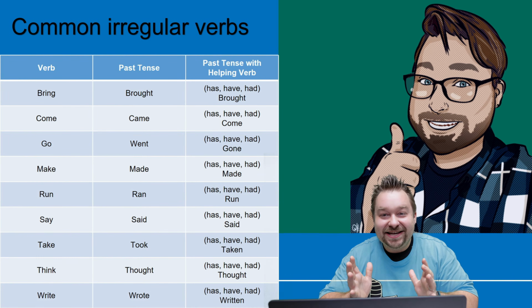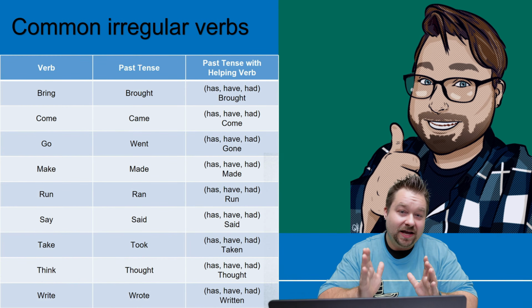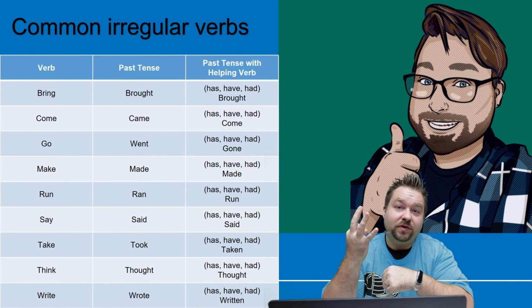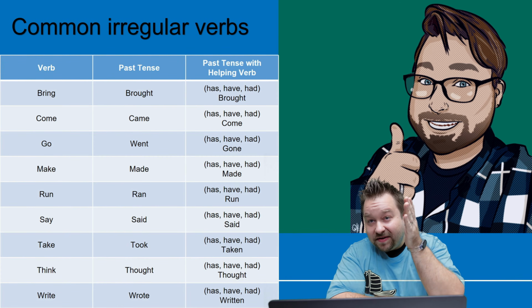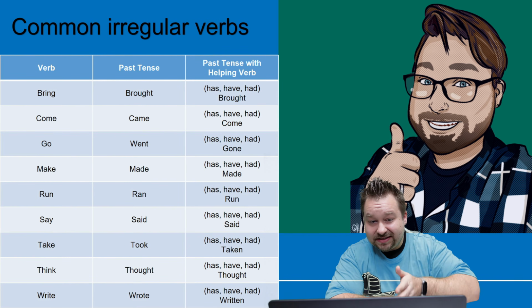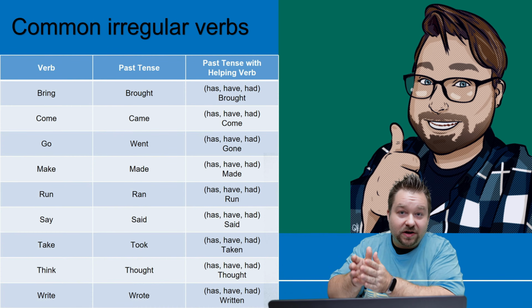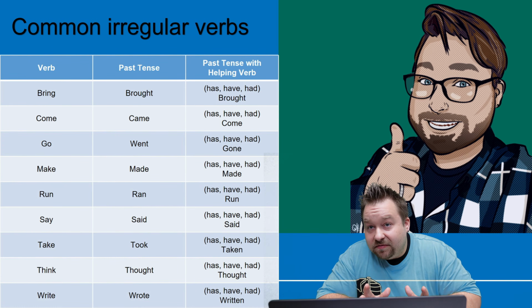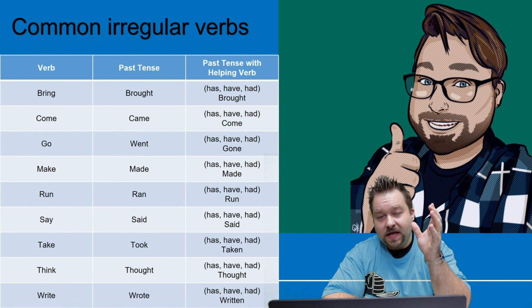Here is a list of some of the common irregular verbs, okay? And I've broken it down into 3 columns. We have the base form of the verb. Then we have the regular past tense, okay? Now these are all irregular verbs, but this is the simple past tense conjugation. And then over on the 3rd column we have helping verbs, okay? So let's take a look at these basic things first.